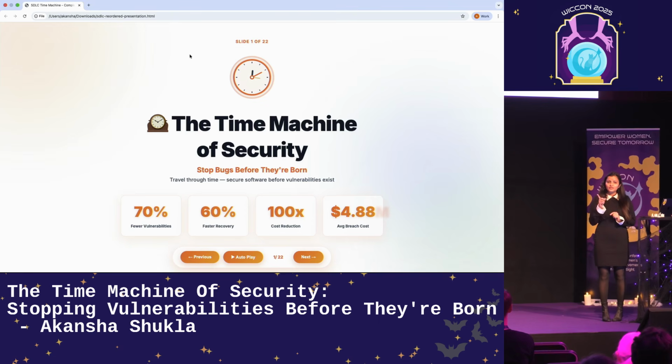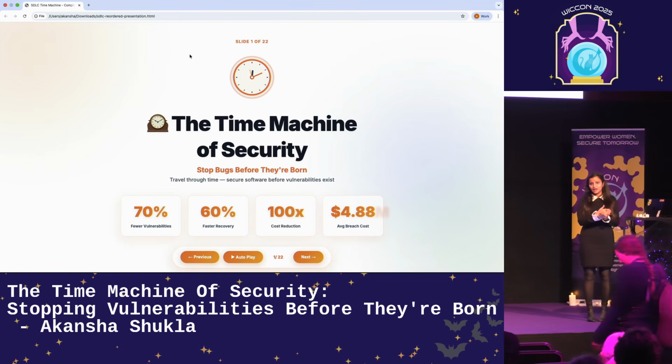If you see the clock, it's already ticking, and every second, one developer or another is writing vulnerable code. Every minute, we have some vulnerability or other closer to our production environment. And every hour, our cost to fix those vulnerabilities is multiplied.